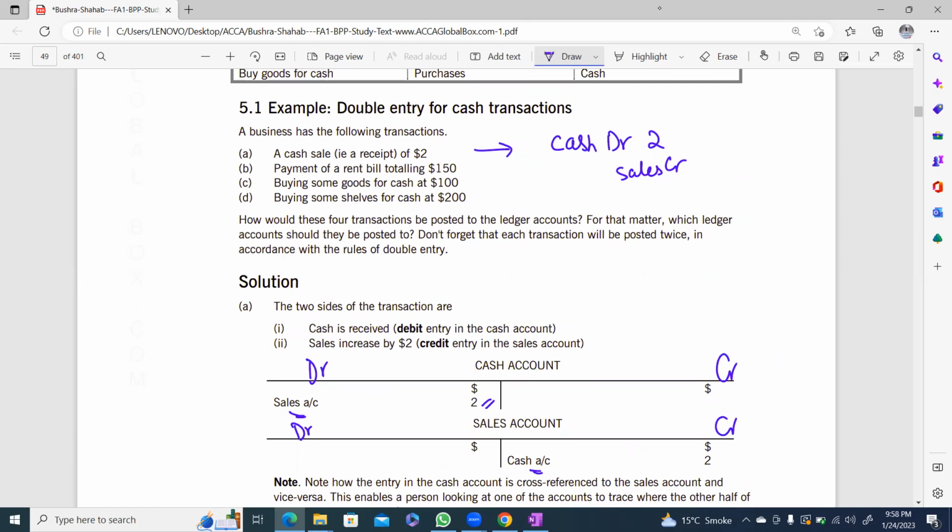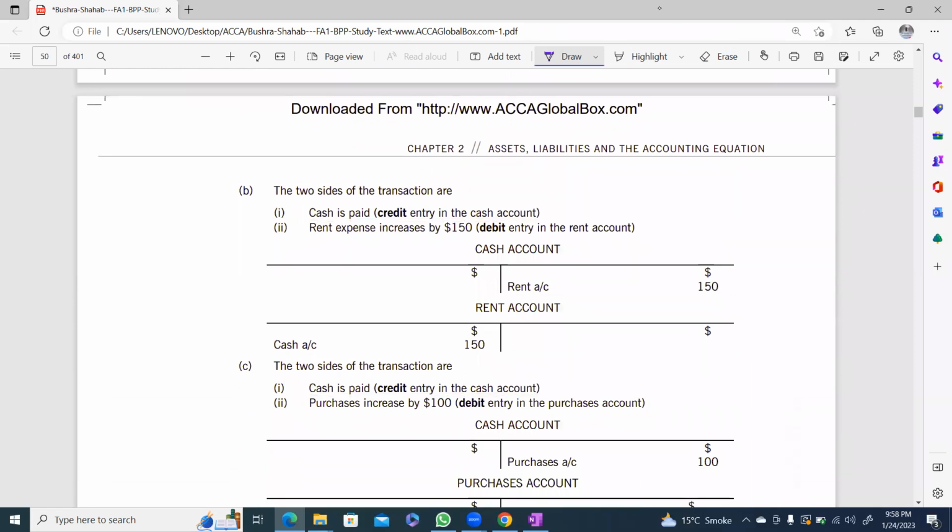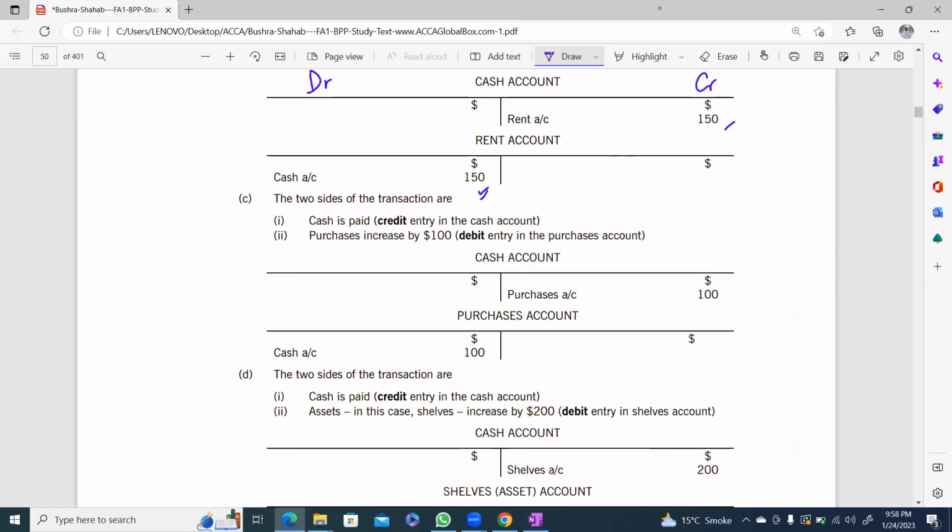Then payment of a rent bill. You know rent is an expense. So the entry is rent expense debit, cash credit by 150. So you will open up a cash account and rent account. Cash you are paying, so it will be on the credit side. Rent is an expense, so it will be on the debit side. Then cash purchases: purchases account debit because of cash, cash account credit because of purchases.